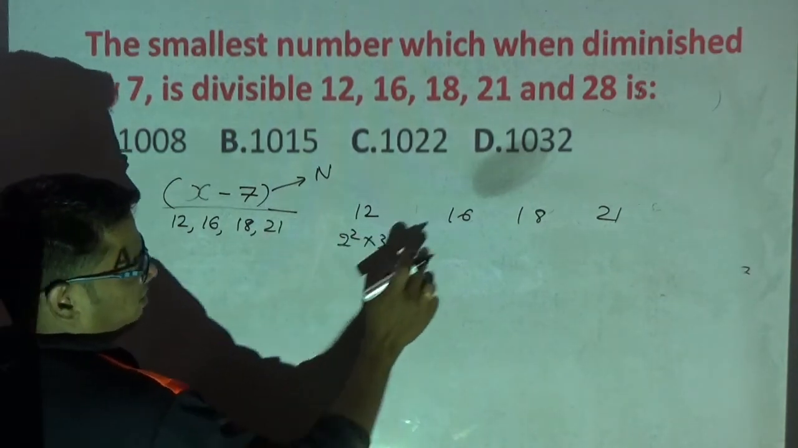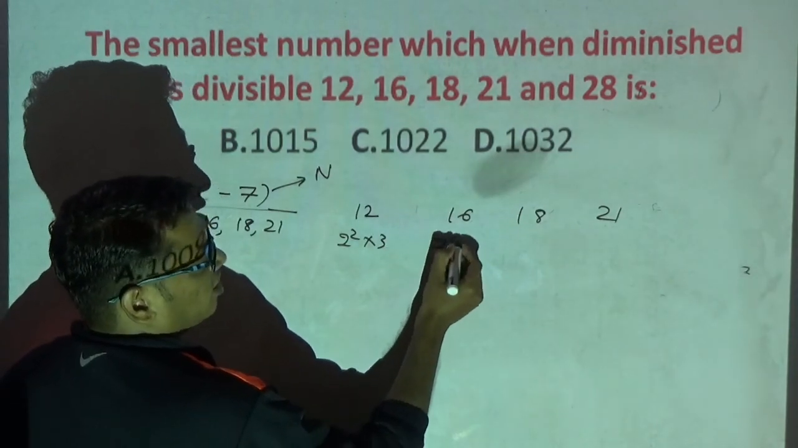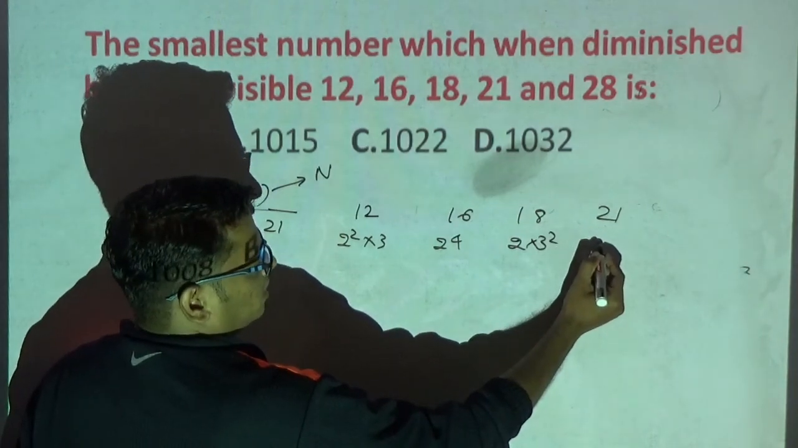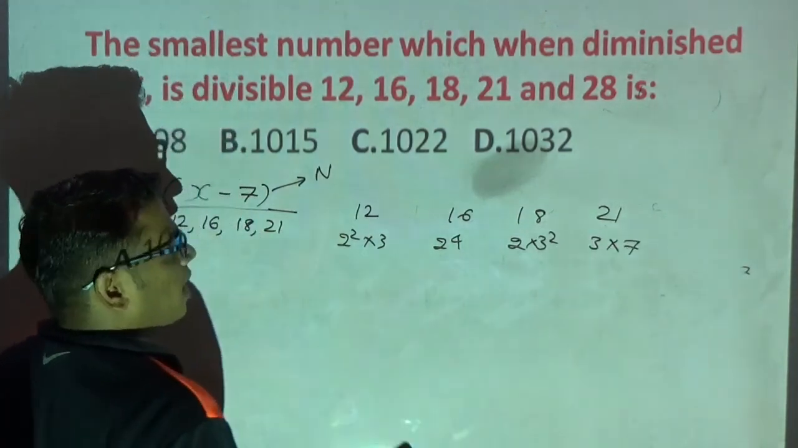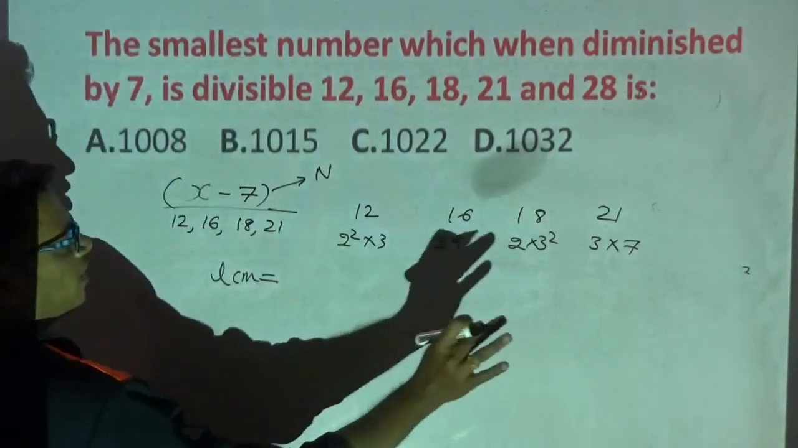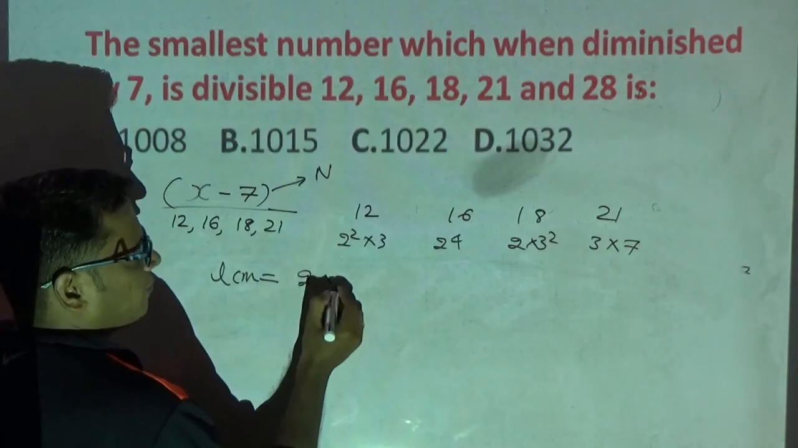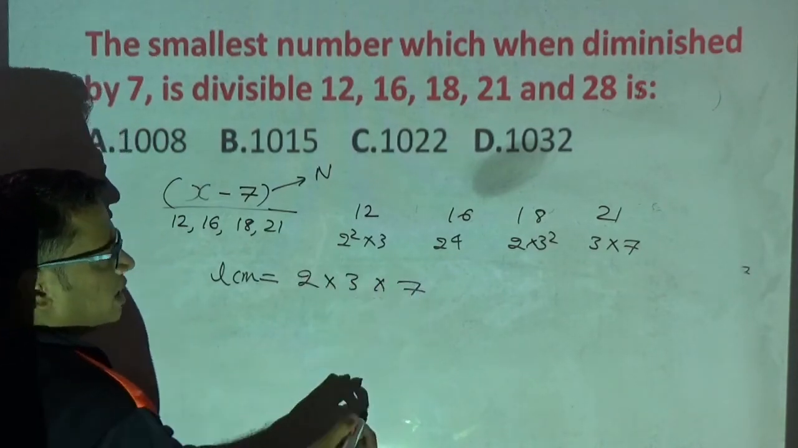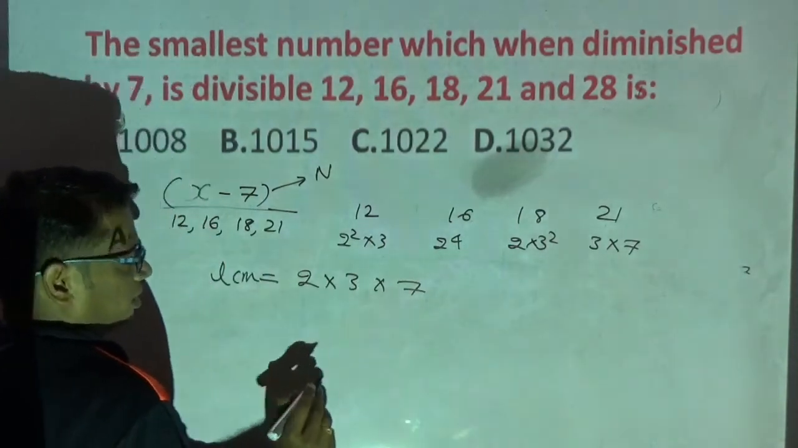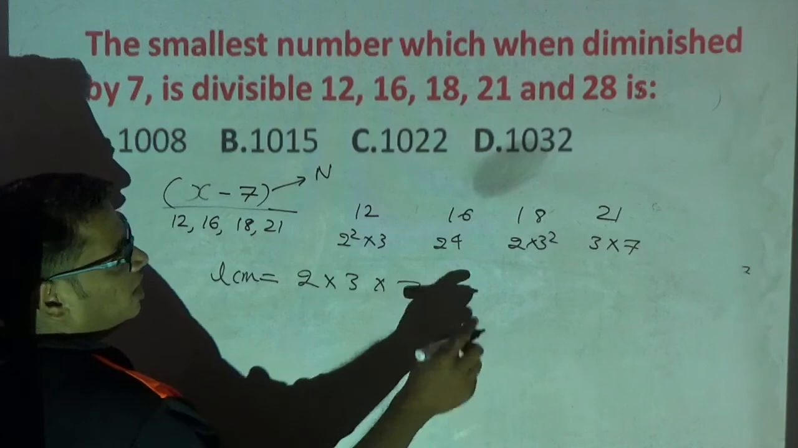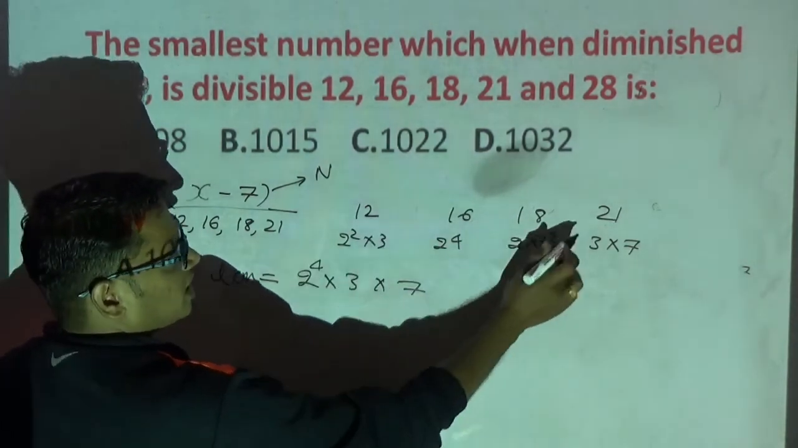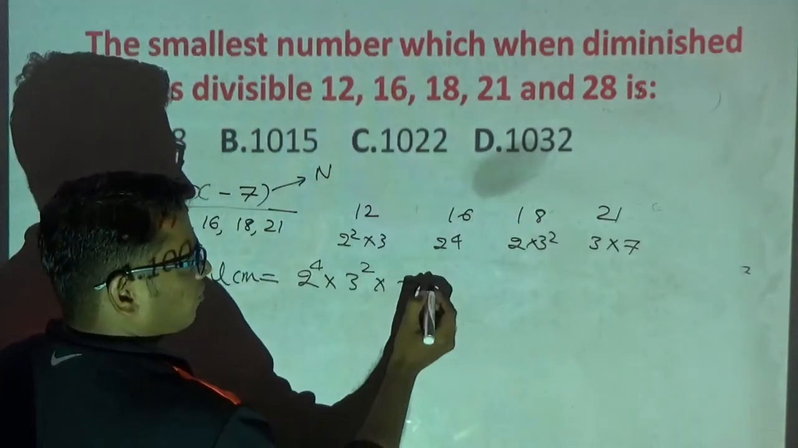Now 2 power 4 is 16. Here, 18 is 2 into 9, and 9 is 3 square, so 2 into 3 square. And 21 is 3 into 7. Now how do we find the LCM using the prime factorization method? Please observe. Write all the numbers you have: I have 2, I have 3, I have 7. Now consider the highest power of each number. For 2, the highest power is 4, 2 power 4. For 3, the highest power is square. For 7, 1 only.